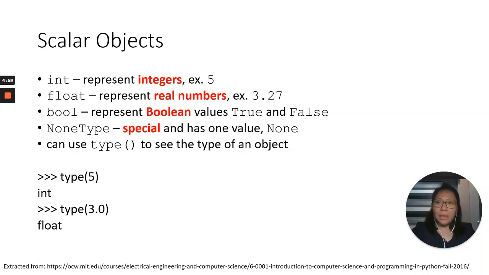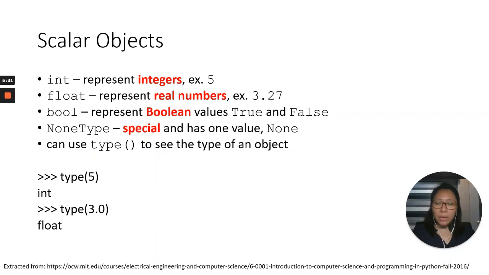Scalar objects in Python are the following. int, for integers, for example, the number 5. float, for real numbers, for example, 3.27. bool, for Boolean values that may have the values True or False. And NoneType, which is a special type and it has the value None.